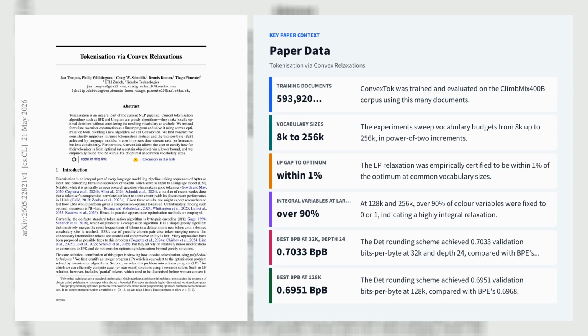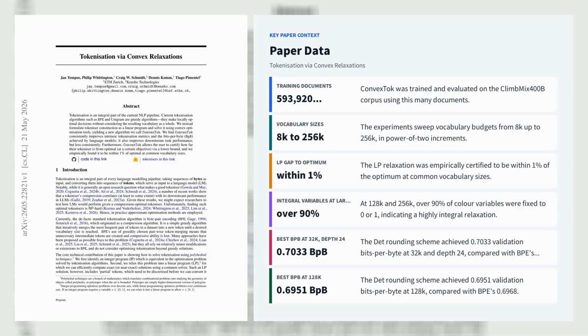The resulting method, ConvexTok, replaces greedy BPE merges with a global objective over 593,920 ClimbMix 400B documents and vocabularies from 8K to 256K. The LP relaxation is remarkably tight. Across common vocabulary sizes, the certified gap to optimum is within 1%, and the relaxed solutions become increasingly integral as vocabulary size grows, with over 90% of variables fixed to 0 or 1 at 128K and 256K.